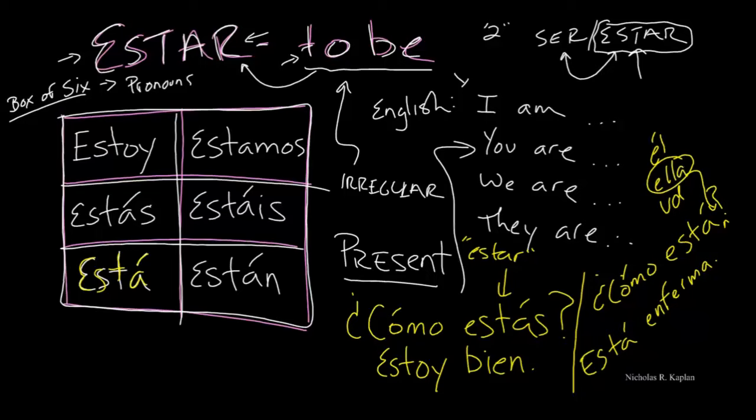Now there are lots of ways to use the verb estar. We're going to get to that in a different video. What we want to make sure today is that you know how to take your box of six and conjugate, or form, or change is another word, to say estar to estoy, estás, está, estamos, estáis, están. Don't forget your four accents. You need those accents. They're really important. Memorize this, try it, practice it. Let me know how it goes. Suerte.